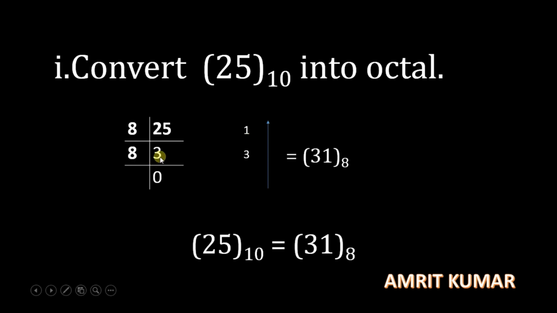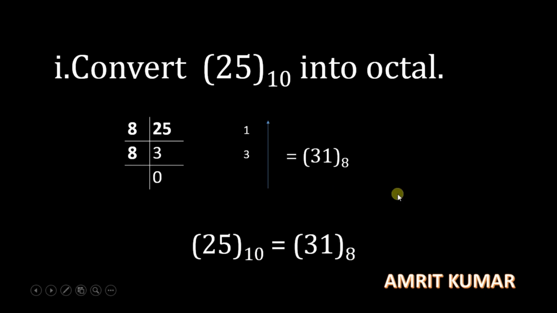After that, we are dividing 3 with remainder with the base of the octal number, that is 8, and we are getting the remainder here, that is 3. So after following the bottom to top approach, we are getting an octal number. So this is how we can convert a decimal number into an octal number.